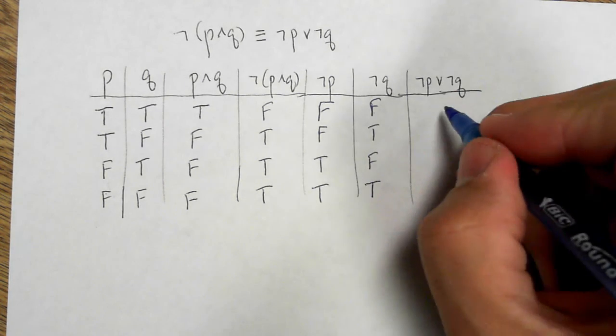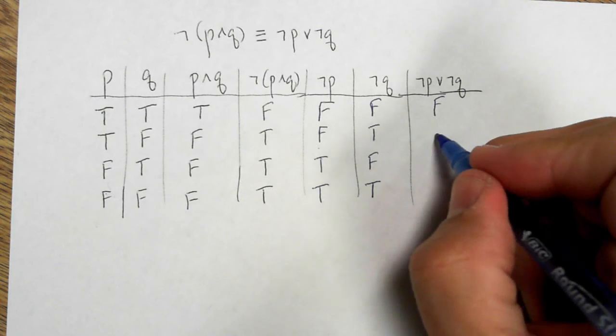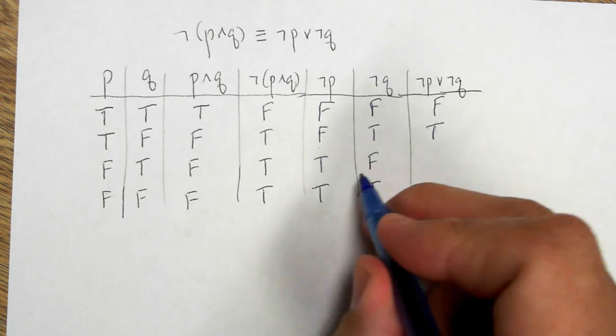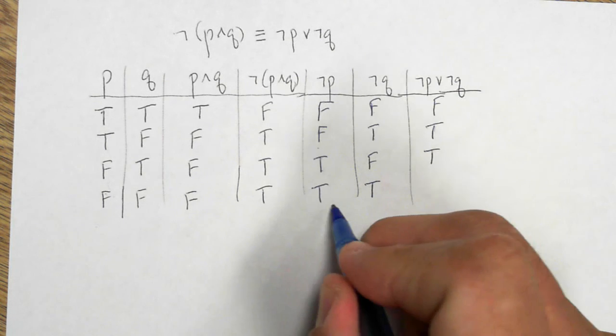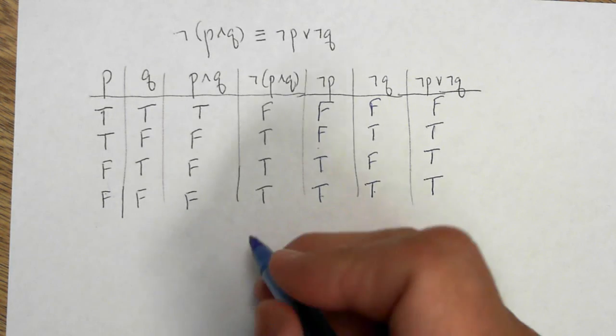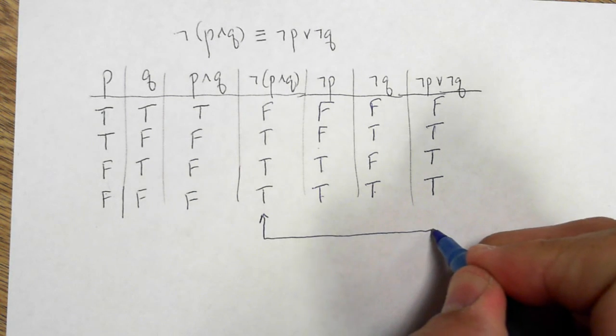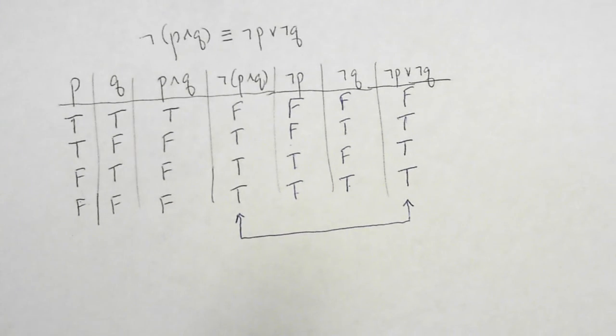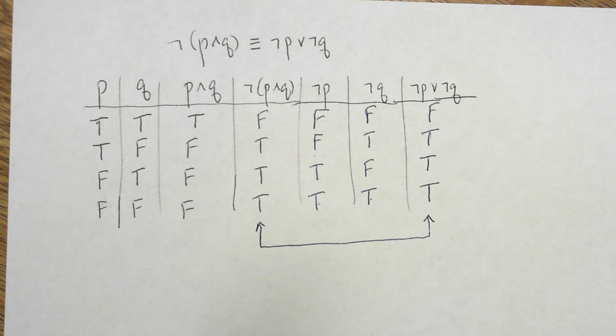So false or false is false. False or true is true because at least one of them is true. True or false is true. And finally, true or true is true. And so we see that these two columns are the same. And so that proves that the two statements are indeed logically equivalent.